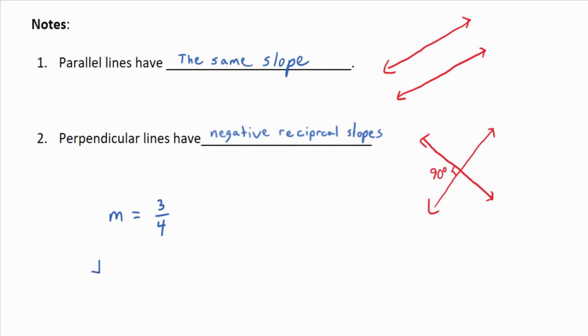So does anybody remember this kind of upside down uppercase T means perpendicular? So the perpendicular slope would be you take the reciprocal, but then you take the opposite of it. That's what negative reciprocal slopes mean. Does that make sense? Okay.